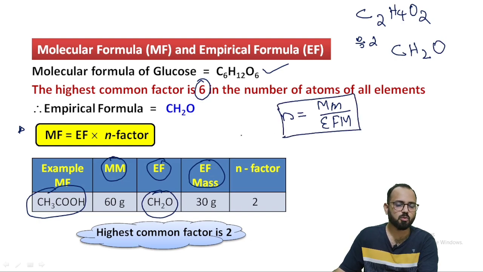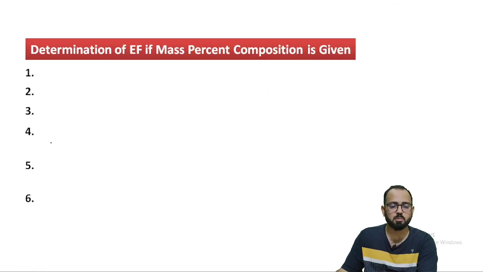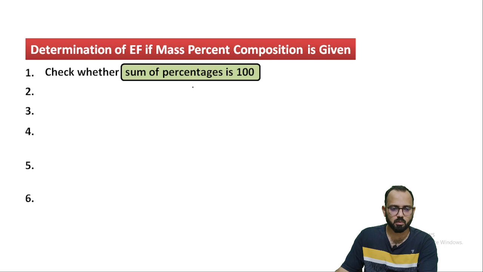Okay, now you have trouble. Sir, I got the molecular mass, I got the empirical formula, I got the empirical formula mass, and I got n. So I can get the molecular formula from n. But how should I get the empirical formula? How will I determine the empirical formula? Here goes the method. They will give you the mass percentage or percentage composition. From that you can find the empirical formula.